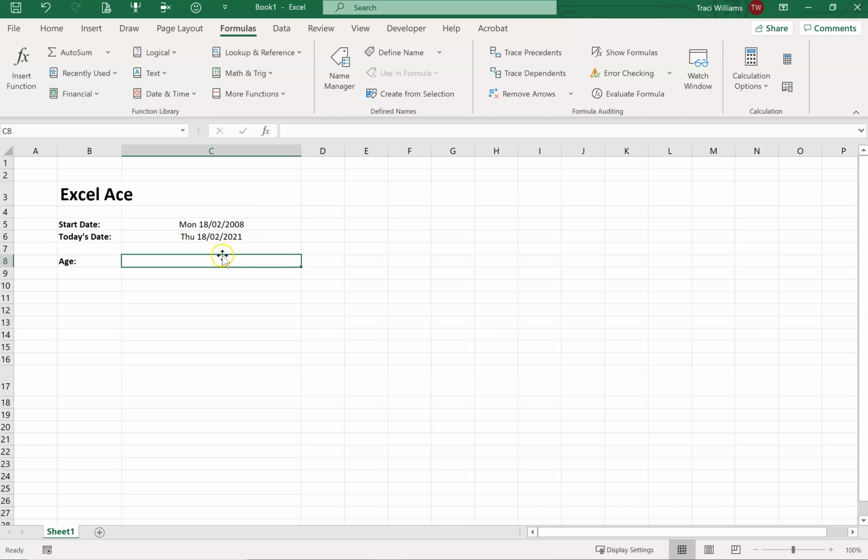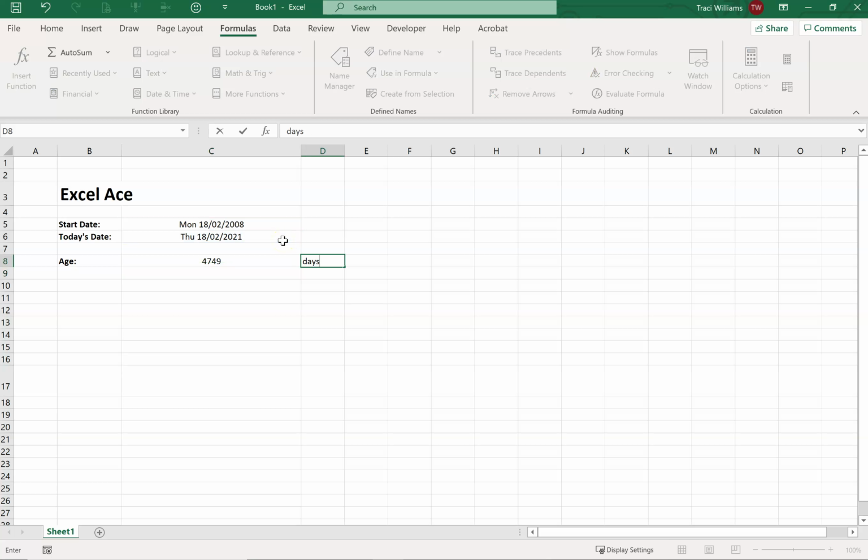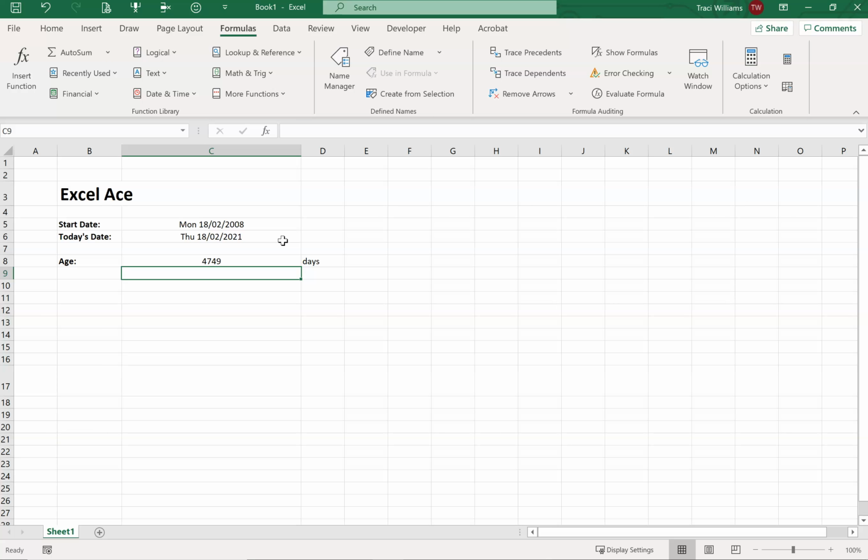I've put in there today's date, literally typed in 18th of Feb 2021. I can then just put in the formula equals that date minus that date, and that will tell me exactly how many days old I am today, which is 4,749. If I then divide that cell by 365, it will give me that number of days in years. So that's how old I am.